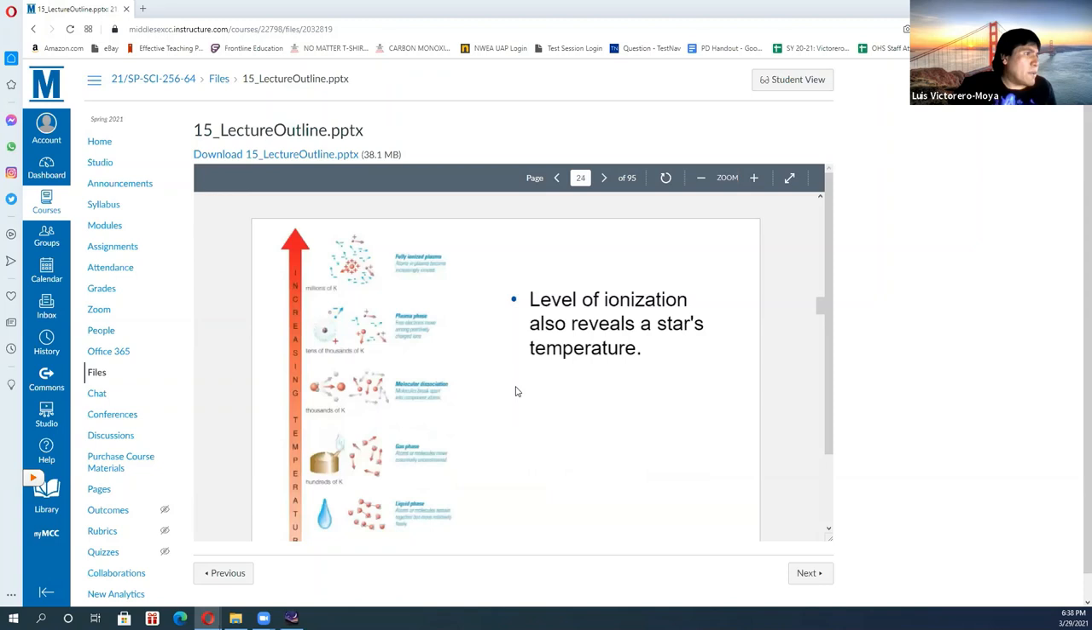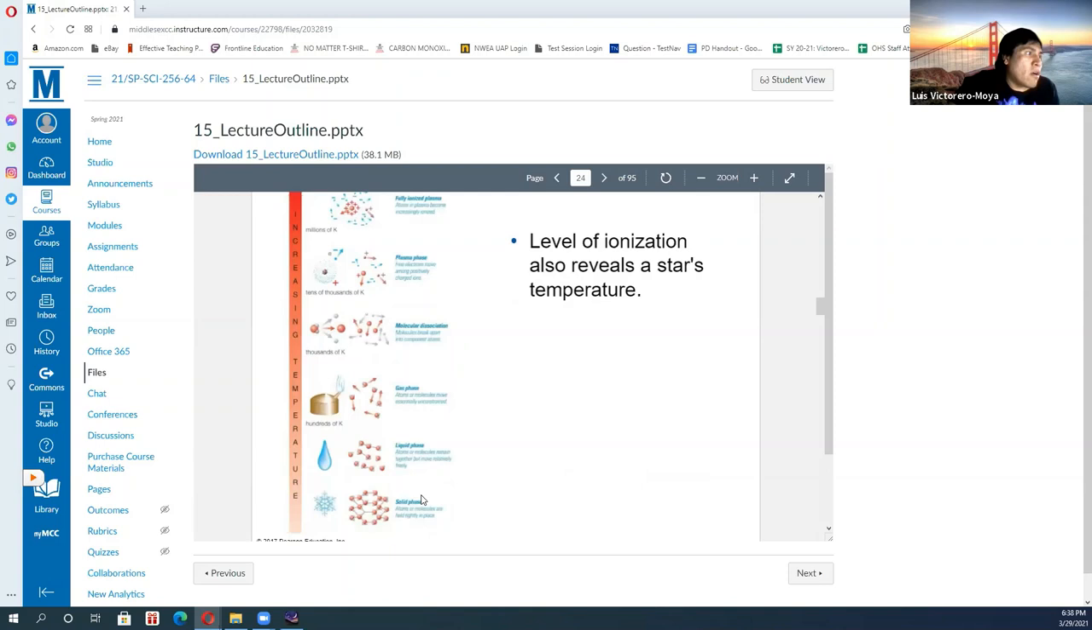The level of ionization also reveals a star's temperature. Remember, guys, that when we talk about states of matter, we spoke on how when you increase the temperature, you are increasing the average kinetic energy of particles. And then when you go from one state to another, for example, when you melt ice, when you vaporize water, when you go beyond the gaseous state into plasma, you are breaking the bonds between particles, the intermolecular bonds.